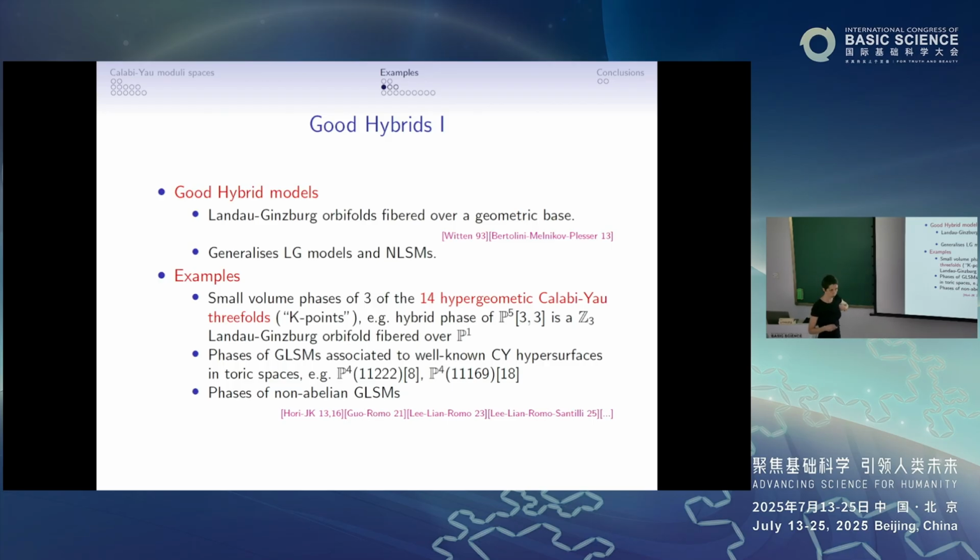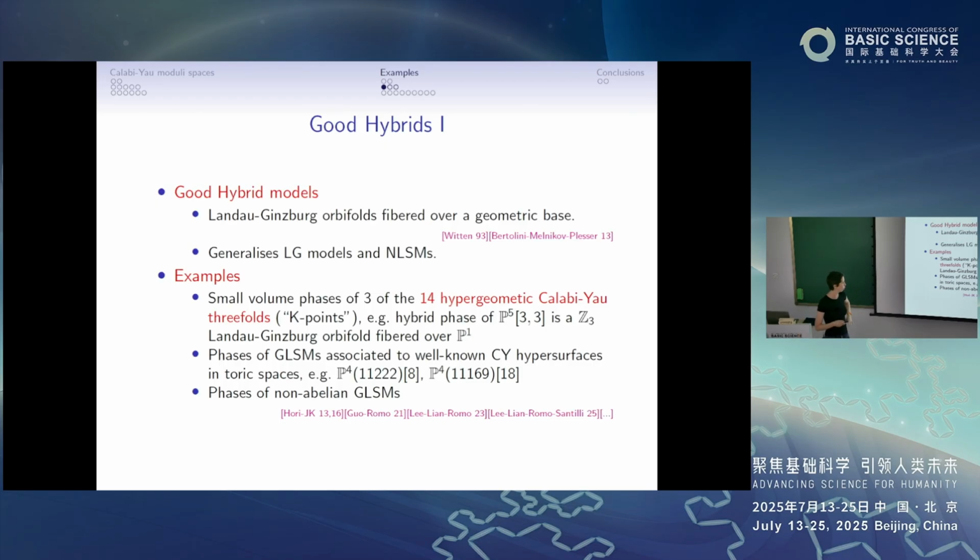also Bertolini, Melnikov, and Plesser in 2013 and onwards studied these hybrid models. A Landau-Ginzburg model is a special case of a hybrid in the sense that it's a Landau-Ginzburg orbifold fibered over a point. And the nonlinear sigma model with Calabi-Yau is a special case in the sense that the base itself is the Calabi-Yau and the fibration is trivial. So this generalizes Landau-Ginzburg and nonlinear sigma models. So the question is, where do they appear? And they appear actually quite frequently.